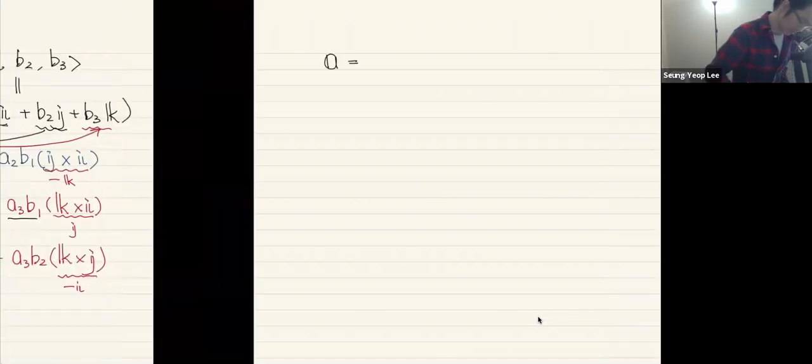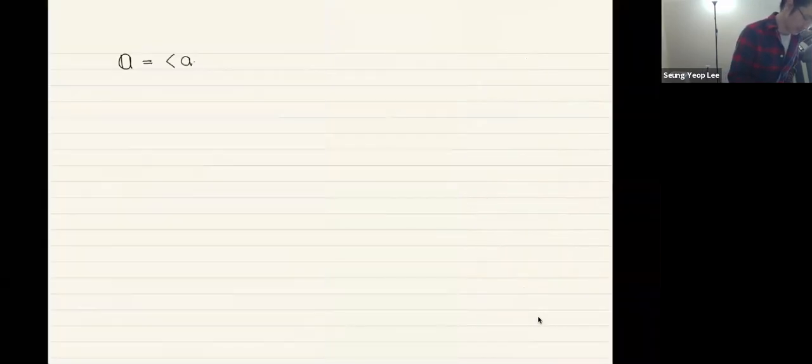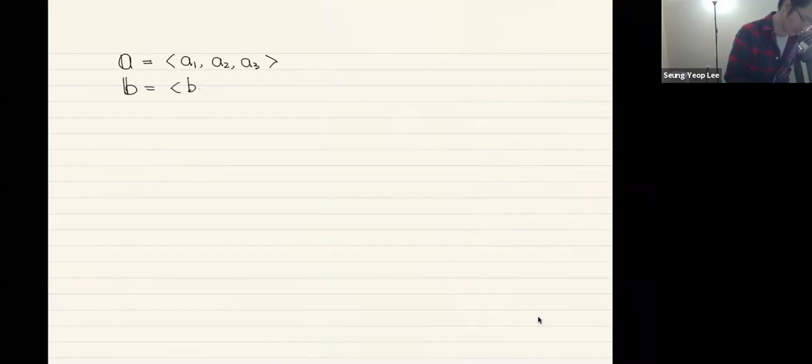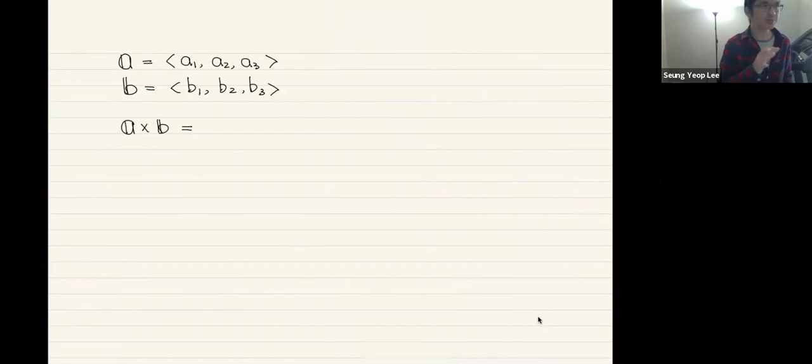So let me quickly overview the cross product. Vector A, let's denote A1, A2, A3. Vector B, B1, B2, B3. The cross product is as follows, A cross B. I introduced some notation yesterday, but I will follow the notation of the book this time.